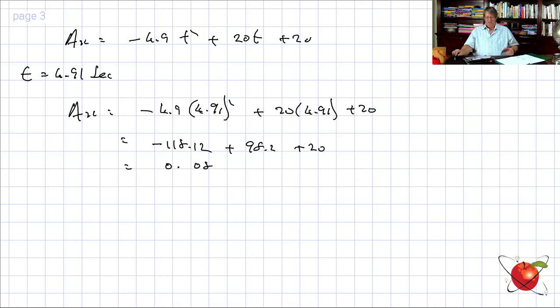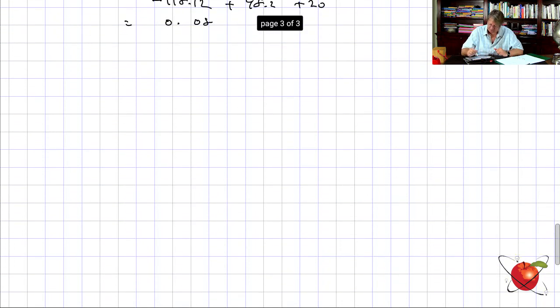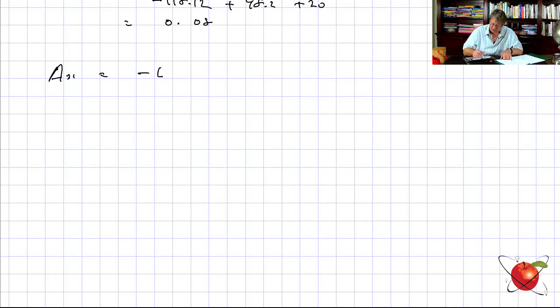All right? In other words, I've got a 0.08 rounding error. The actual thing is 0. What it's saying is that it's hit the deck at that point. Now, let's take it one step further. Okay? Let's take this equation here, delta x equal to minus 4.9 t squared plus 20t plus 20.